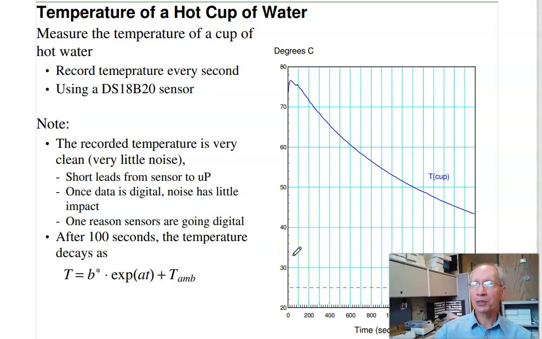Like, let's measure the temperature of a hot cup of water. The DS1820 is a watertight sensor. I can stick this in hot water and measure the temperature. So doing that, I created a hot cup of water, stuck the sensor in it, and let it cool down. So here's cooling off over 30 minutes. Write the data to a file, and then plot it.